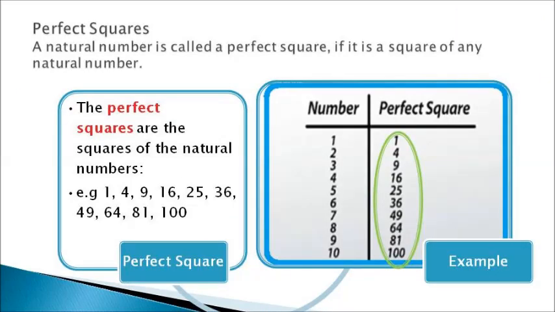Perfect squares. A natural number is called a perfect square if it is a square of any natural number. For example, 1, 4, 9, 16, 25. These are all perfect squares. How? Because these are all squares of natural numbers. Look at the natural numbers from 1 to 10, and for each number when we are finding the square, that is 1, 4, 9, 16, 25, these are all perfect squares because these are the squares of natural numbers.